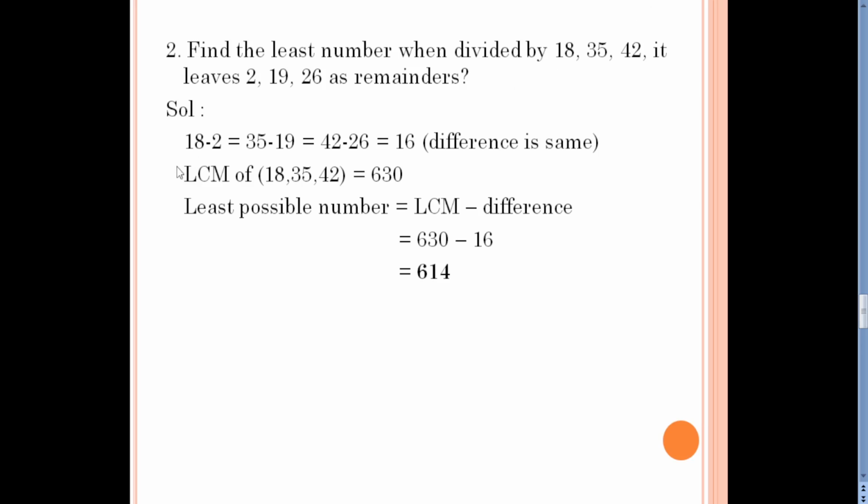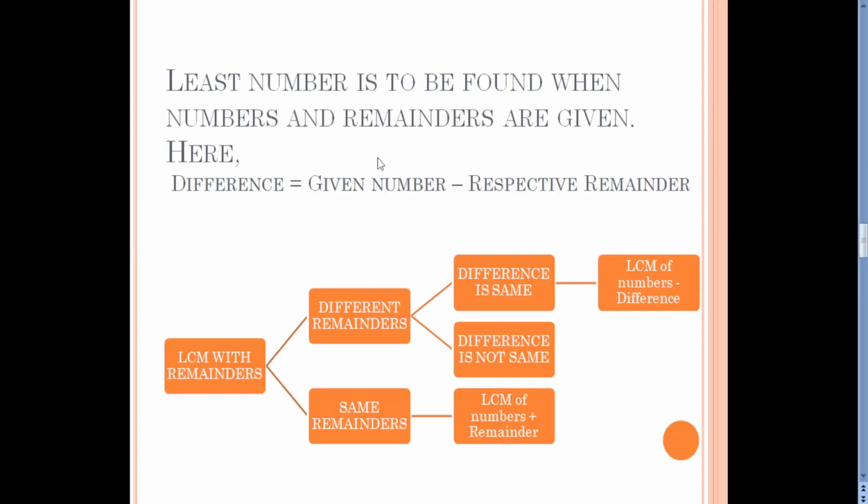18 and its respective remainder 2. 35 and its respective remainder 19. 42 and its respective remainder 26. So finally we have got 16. The difference is the same. Here 18 minus 2 is 16, 35 minus 19 is 16, 42 minus 26 is 16. So since the difference is the same, what do we have to do? We have to apply the formula as given here: LCM of the numbers minus the difference.